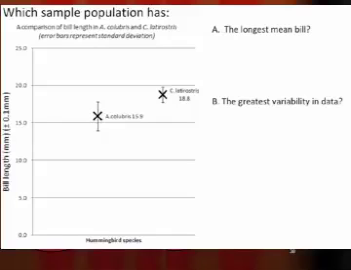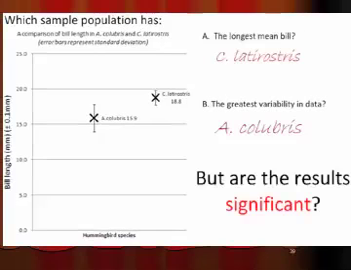Okay? And for question B, which one has the greatest variability in data? Remember that the error bars represent the standard deviation in this case. C. latirostris has smaller error bars. A. colubris has bigger error bars. So which one of these represents more variability? Here are the answers.